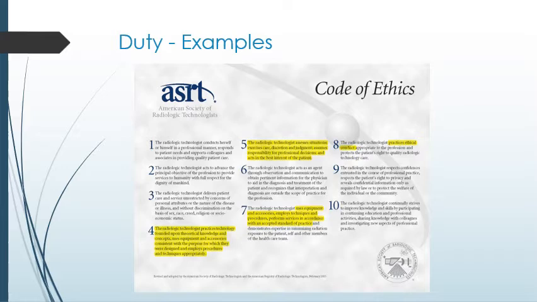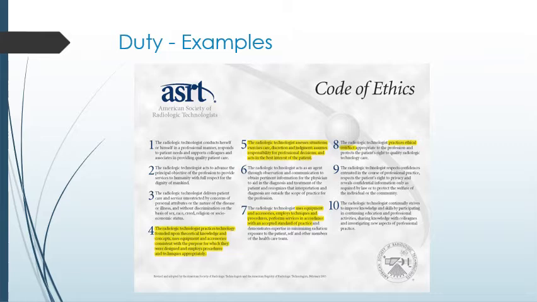So we're going to go through a couple of examples from the American Society of Radiologic Technology Code of Ethics. So let's look at number 4. Number 4 states, the radiologic technologist practices technology founded upon theoretical knowledge and concepts, uses equipment and accessories consistent with the purpose for which they were designed, and employs procedures and techniques appropriately.